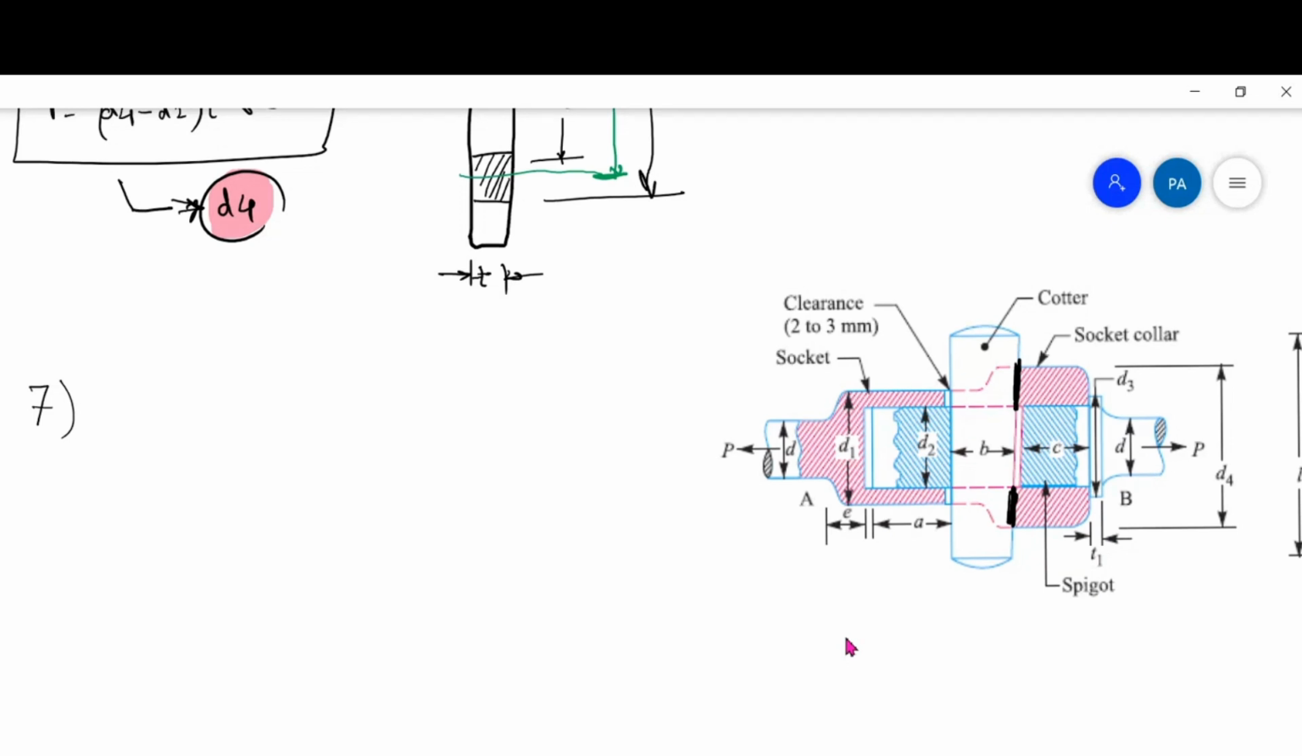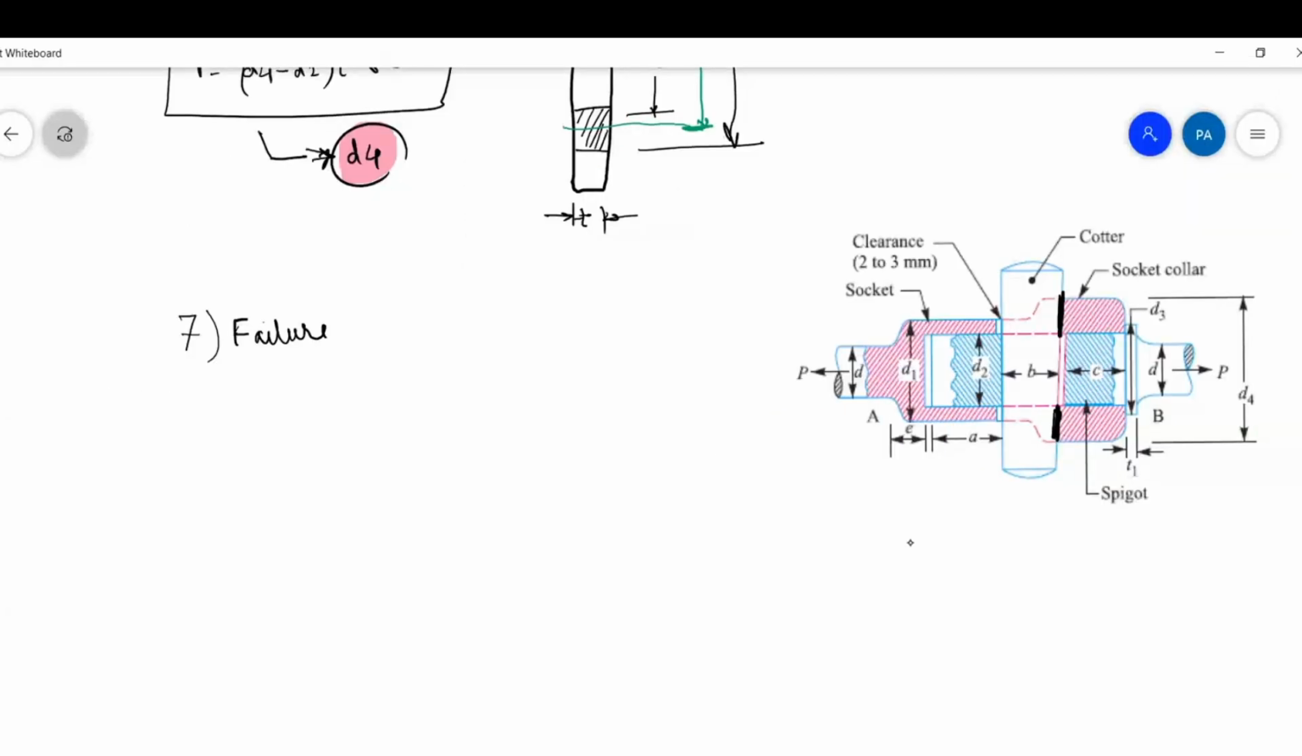So up till now we have found how many values? We have found D, D1, D2, D3, D4 and T. We have found 6 values up till now. Now we'll find the next value. See now, we'll start with B first. B is the easiest of all. If you understand B, then others are easy to understand. See, this is the Cotter. So I will write here failure of Cotter in shear. So this Cotter is now subject to shear failure.